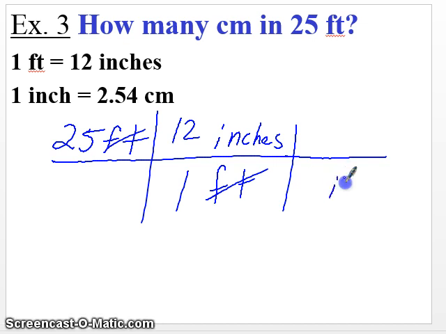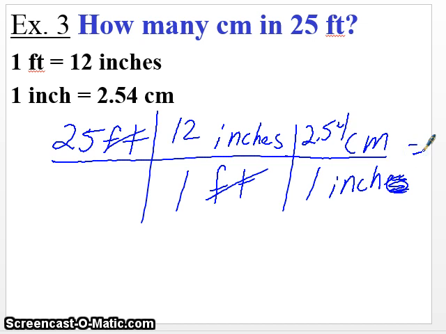I'm going to put inches at the bottom. And I have something that says it's equal to a centimeter, so I can go ahead and put that up there. It says that 1 inch is equal to 2.54 centimeters. And now I can cross out my units. It doesn't matter that one says inches and the other says inch. And I would do 25 times 12 times 2.54 on my handy dandy calculator.